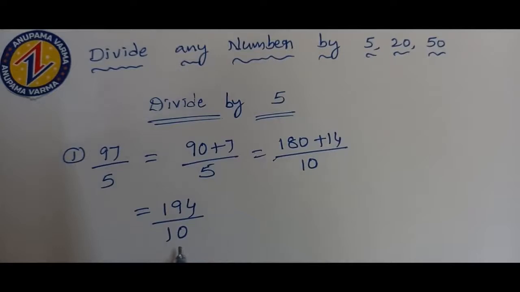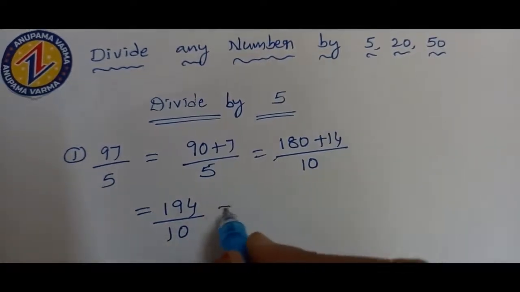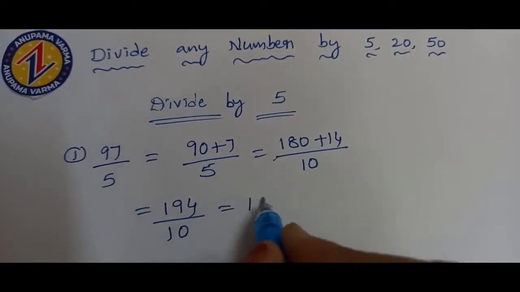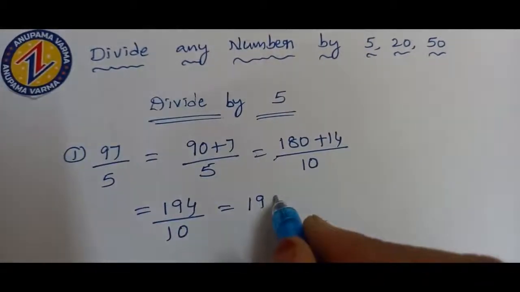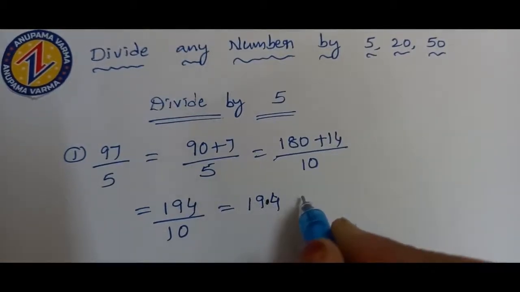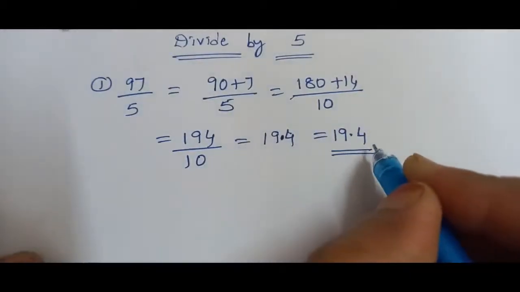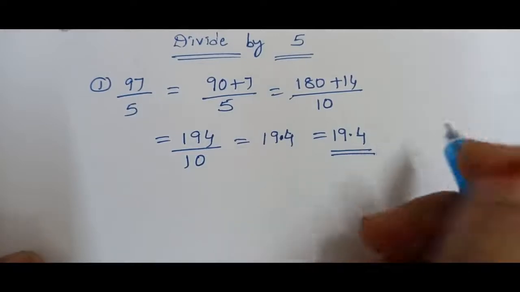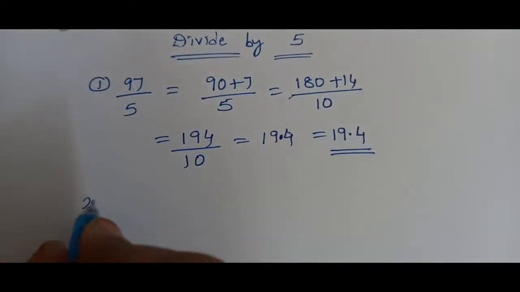If we have denominator as 10, then put a decimal after one digit from the right side. That means from the right side, after 4 you keep the point here. So, the answer is 19.4. So, easy, no? Let's take one more example.